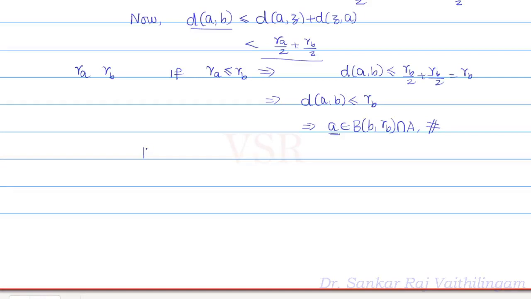Similarly, if R suffix B is less than or equal to R suffix A, then we can write the distance between A, B is less than or equal to R suffix A. So this implies that B belongs to the ball with the center A and radius R suffix A, intersection with B. That is also a contradiction because we are having this set as an empty set. Okay, so what have we got?